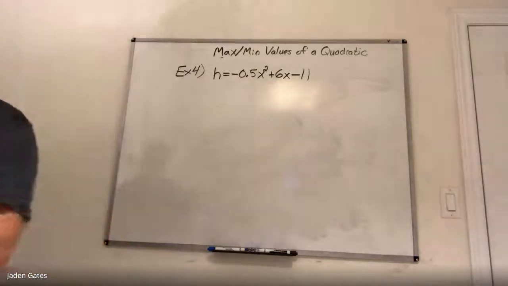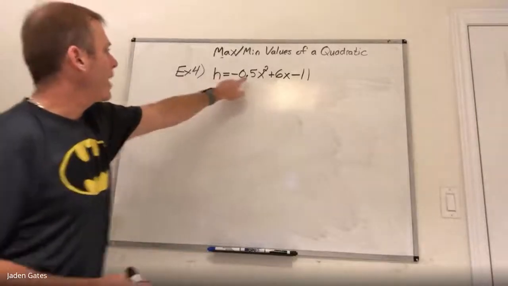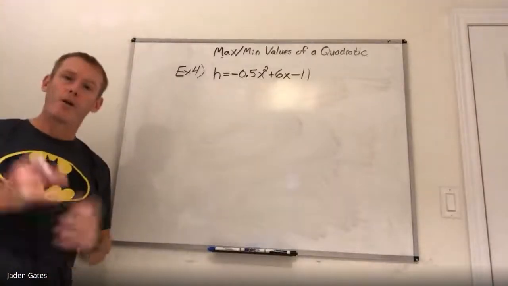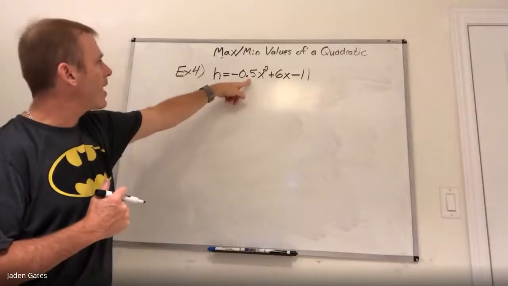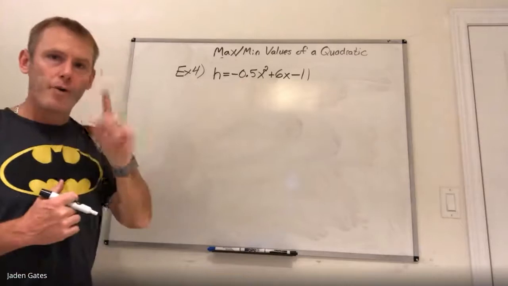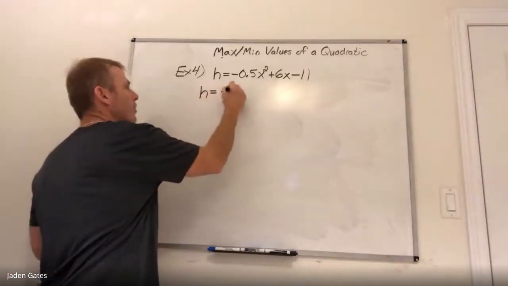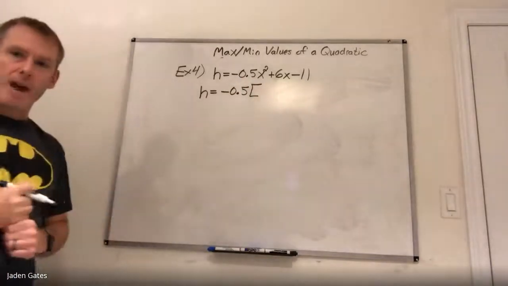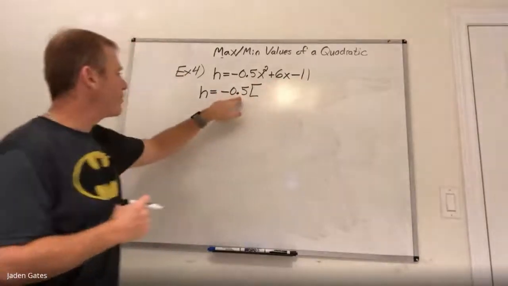All right, so again, I have a quadratic equation that is in standard form, ax squared plus bx plus c. I need to complete the square to get it in vertex form. Now, I can't do that just yet because I have this negative 0.5 in front of my x squared. I can only have a 1 in front of my x squared to complete the square. So once again, I am going to factor out a negative 0.5, which means divide every single term by negative 0.5.